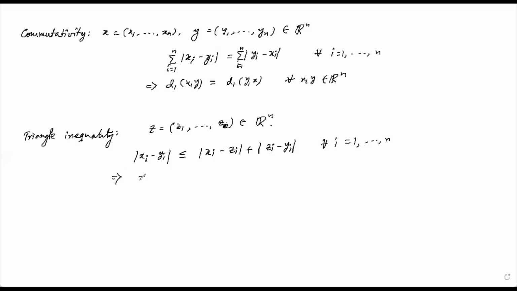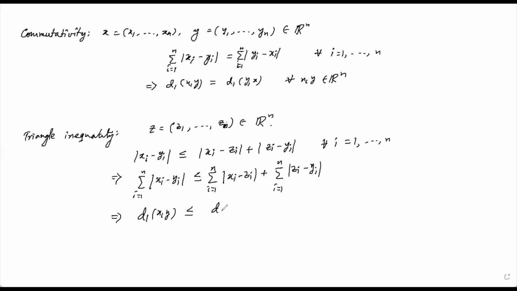And so this implies the summation over i equal to 1 to n of the absolute value of xi minus yi is less or equal to the summation over i equal to 1 to n of the absolute value of xi minus zi plus the summation over i equal to 1 to n of the absolute value of zi minus yi. Therefore this left hand side is equal to d1 of x comma y, which is less or equal to d1 of x comma z plus d1 of z comma y, and this is true for all x, y, z in Rn.